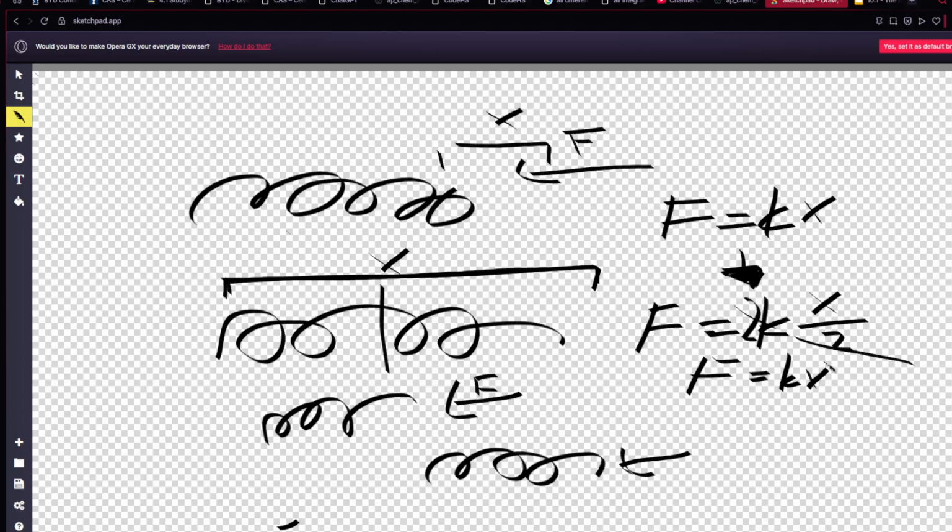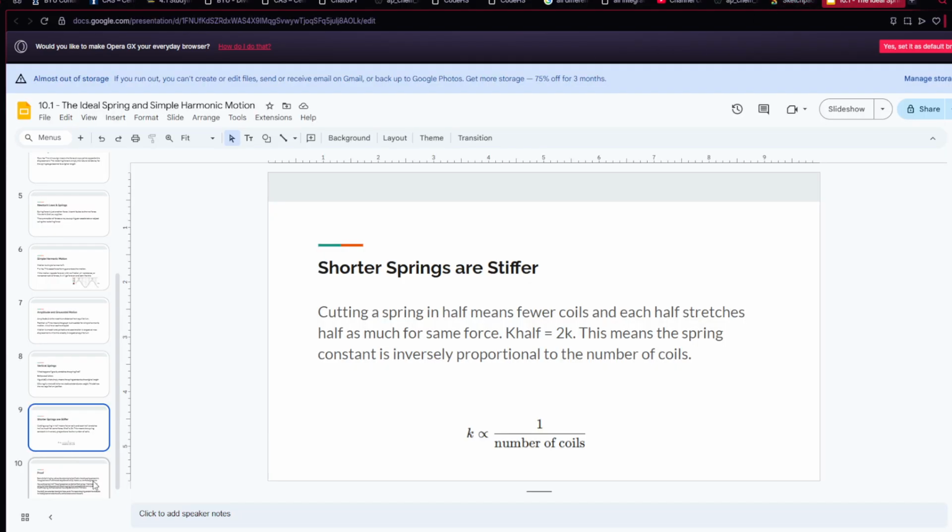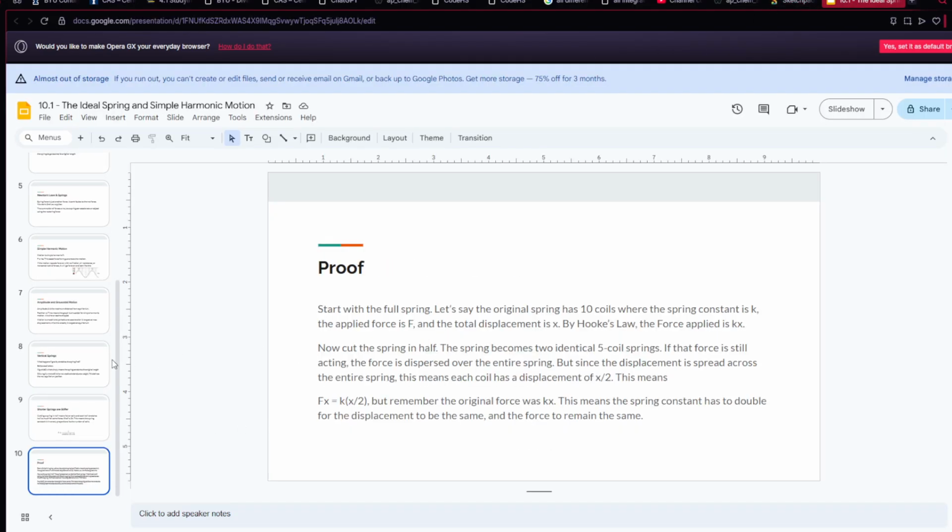So that means that if you have the spring, the spring constant doubles. So shorter springs are tougher, or shorter springs, as mentioned before, have more of a resistance to change. So yeah, that's essentially what that states. So I guess the relationship would be K proportional to 1 over number of coils. So yeah, that one is pretty difficult to understand. The proof is here, like I just said.